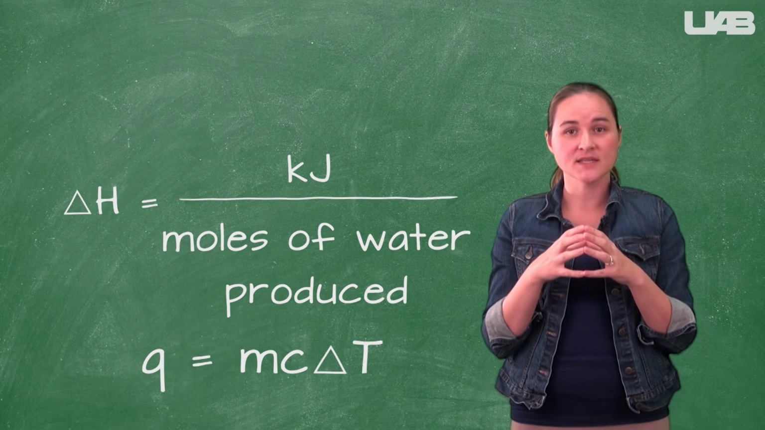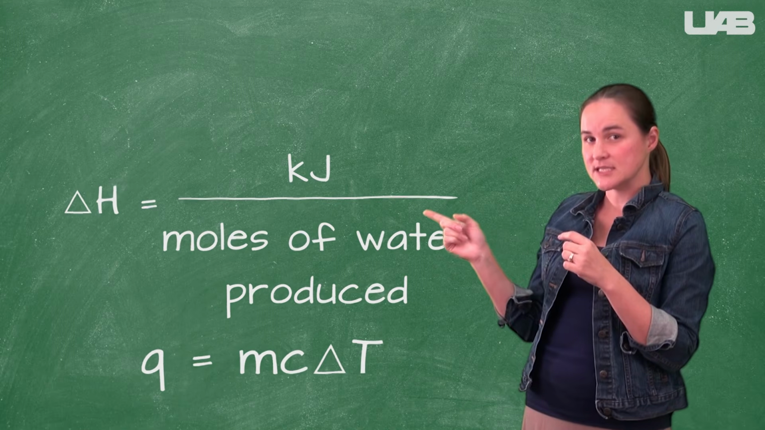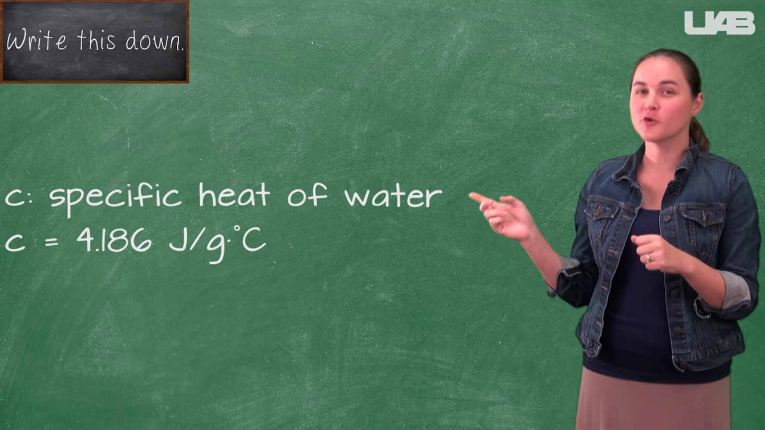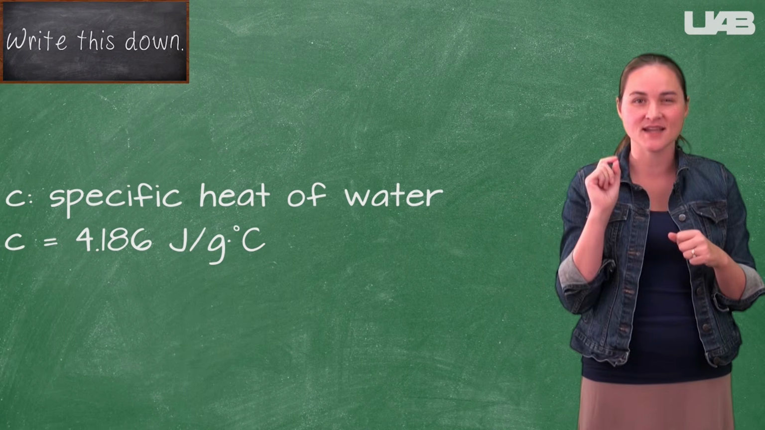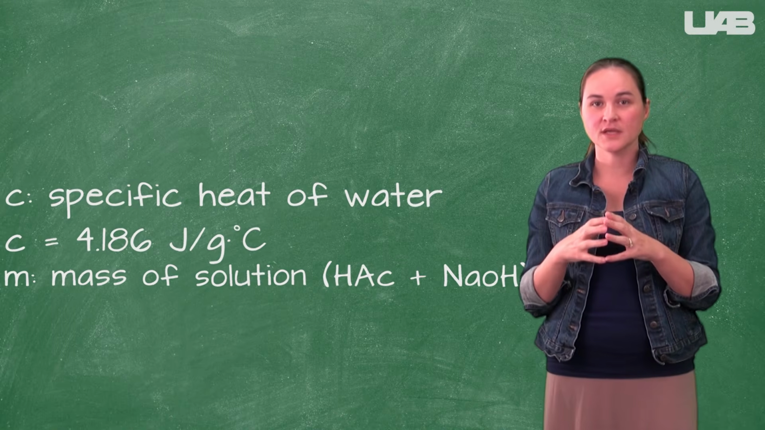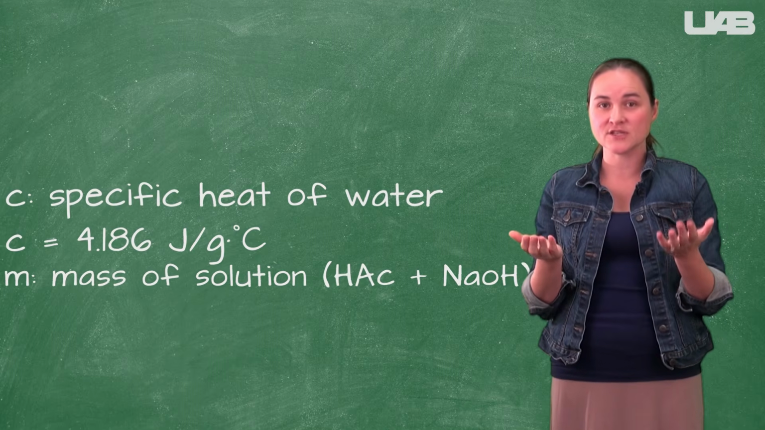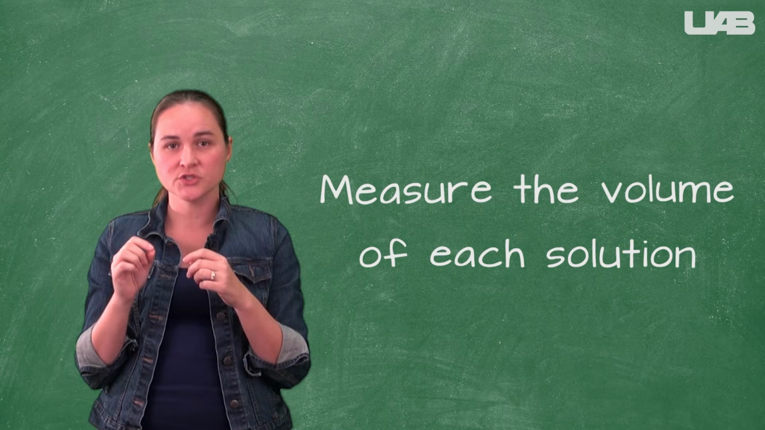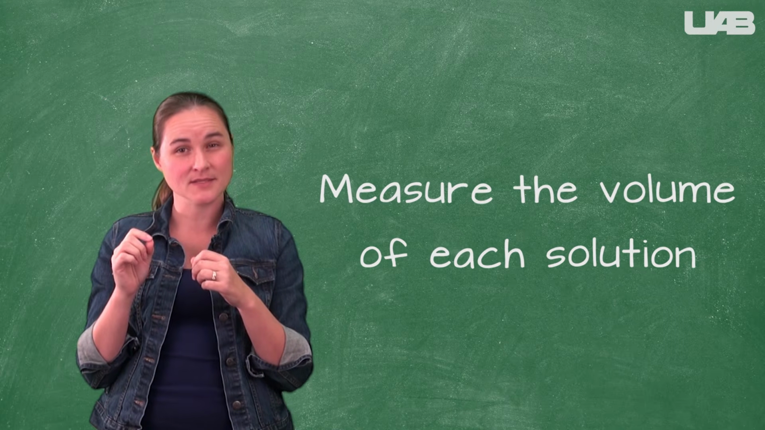We already stated that the equation for calculating heat is Q equals mc delta T. C represents the specific heat of water, 4.186 joules per gram degrees Celsius. This is a constant. M represents the mass of the solution. The solution here includes both the acetic acid and the sodium hydroxide. We will be measuring the volume of each solution in the lab instead of the mass because we don't want to put the solutions on the balance.